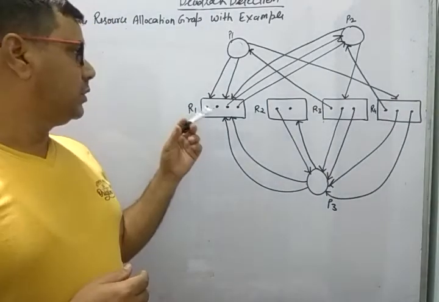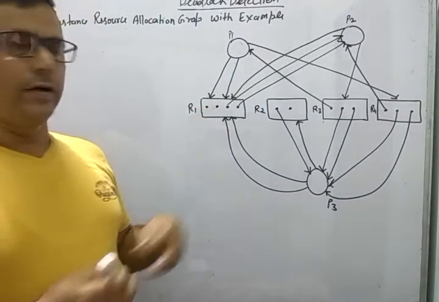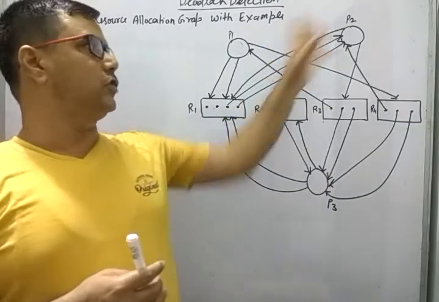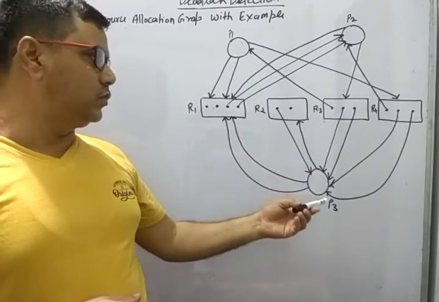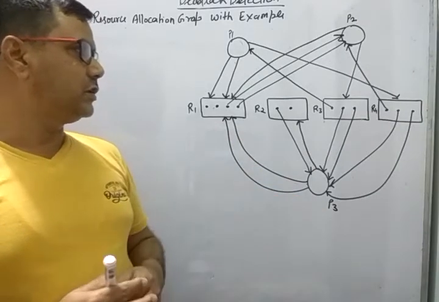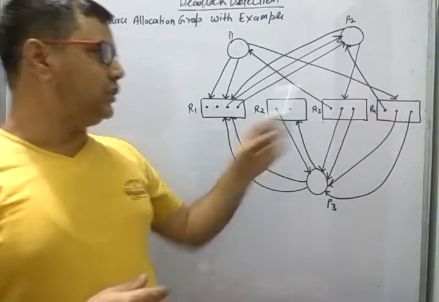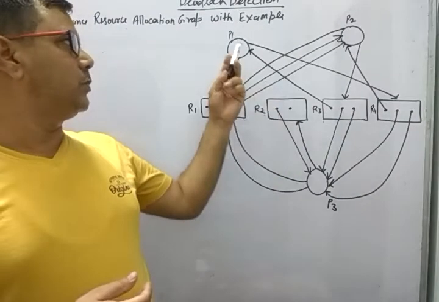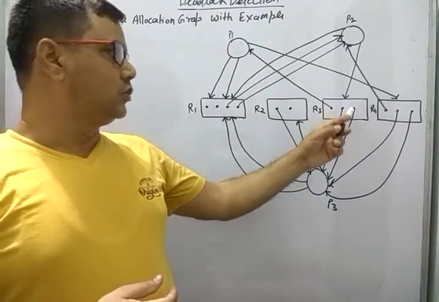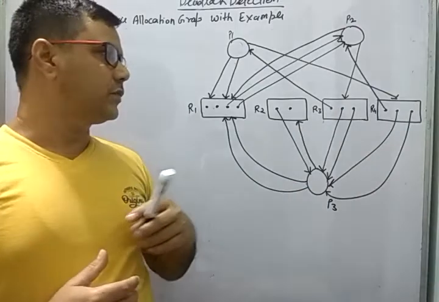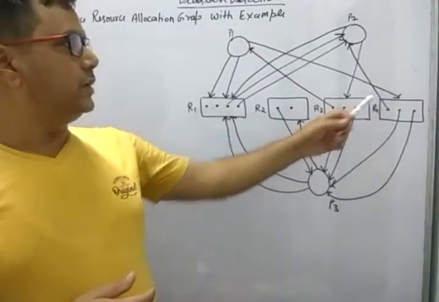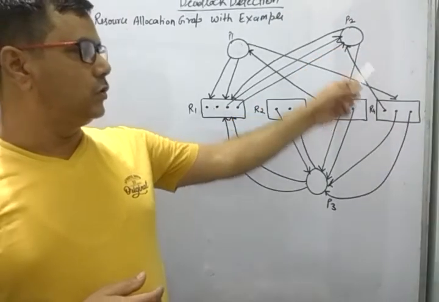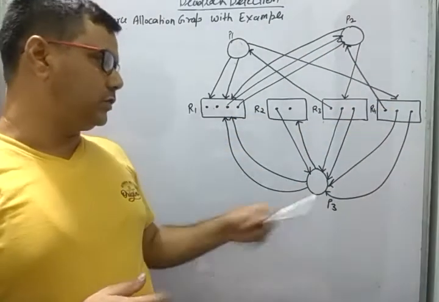Now look here, 2 instances of resource R1 are assigned to the process P2. Resource R2, 1 instance is assigned to the process P3. Resource R3, 1 instance is assigned to the process P1, and 2 instances are assigned to the process P3. Now resource R4, 1 instance is assigned to the process P2 and 2 instances are assigned to the process P3.